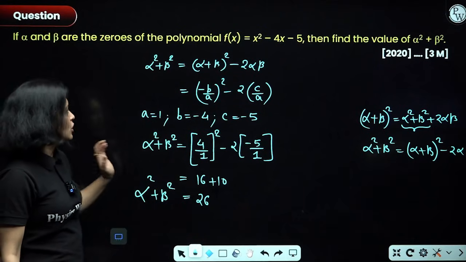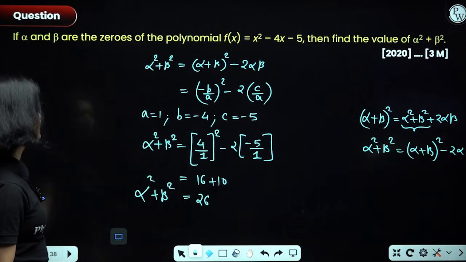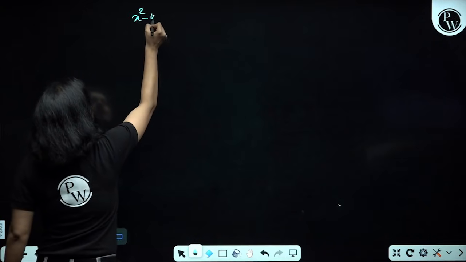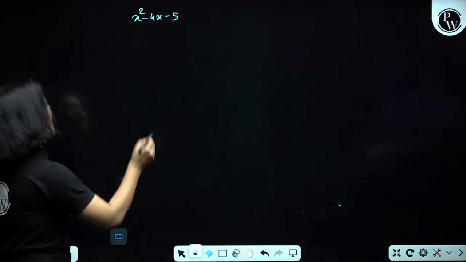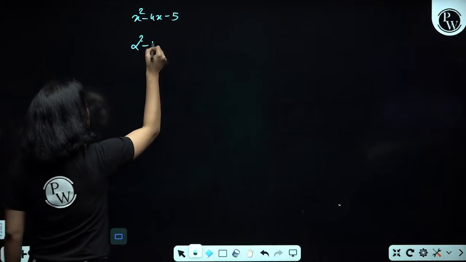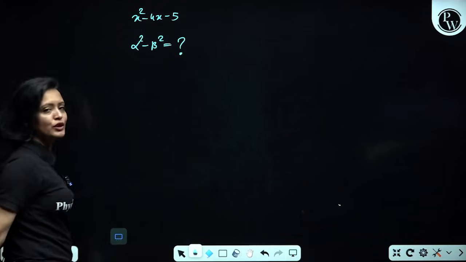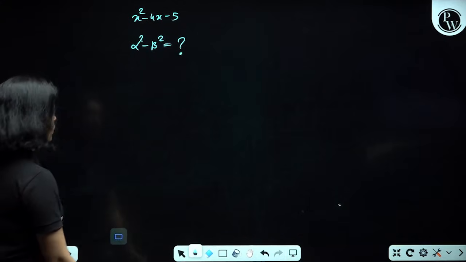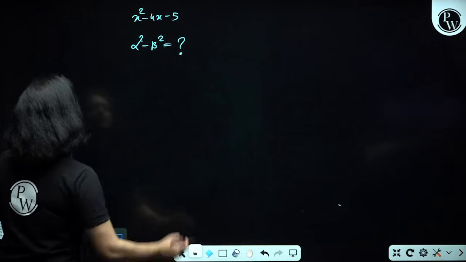Chalo. Now, let me take another slide and I'll take the same question. X square minus 4x minus 5. Now, what if, guys, I ask you the value of alpha square minus beta square? What if this is asked? How will you figure that out? Let's see. So, to figure out alpha square minus beta square, let's see.